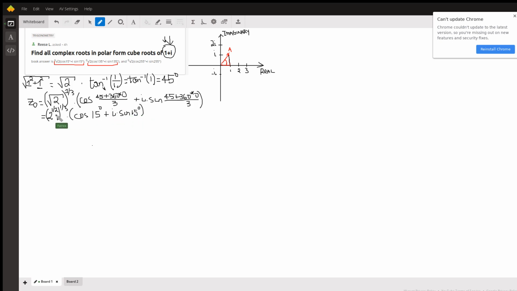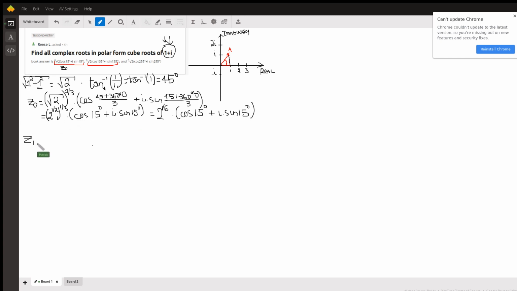And really, 2 to the 1/2, to the 1/3, you multiply the exponents, so you get 2 to the 1/6, multiplied by cosine of 15 degrees plus i sine 15 degrees. And this is really the first solution, z0, because 2 to the 1/6 is the same as the 6th root of 2.